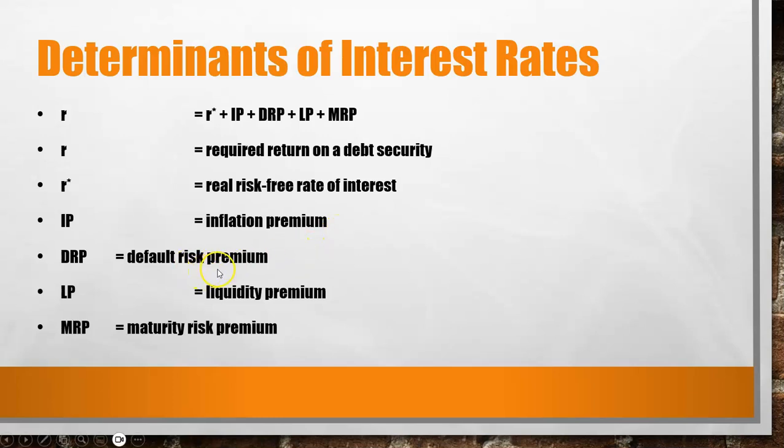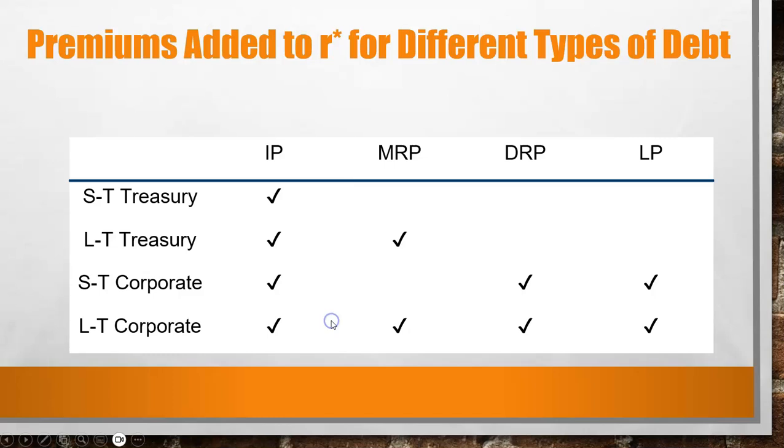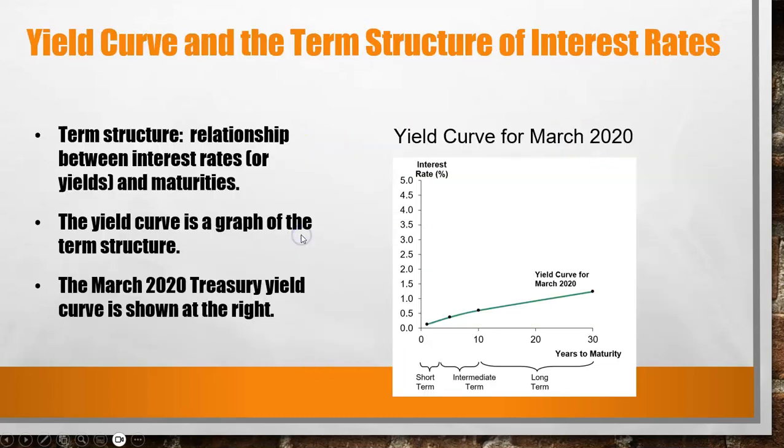Default risk premium: how much do you need to pay because of the chance of you defaulting, not paying it back? Liquidity premium. Maturity risk premium: how likely are you going to make it to the end? So premiums are added to R star for different types of debt. Here are the different things.